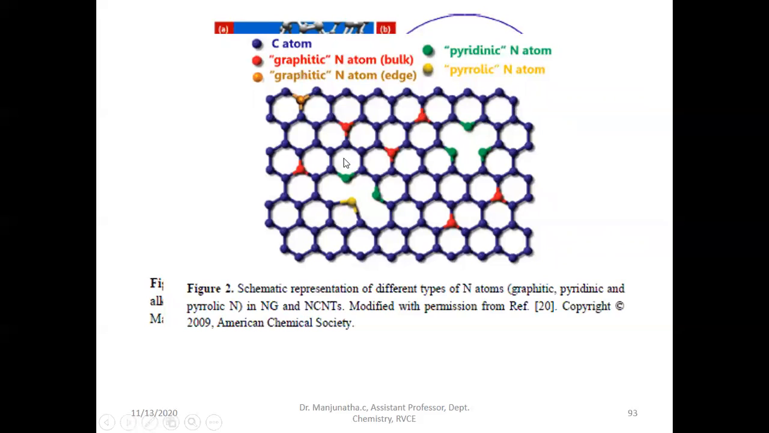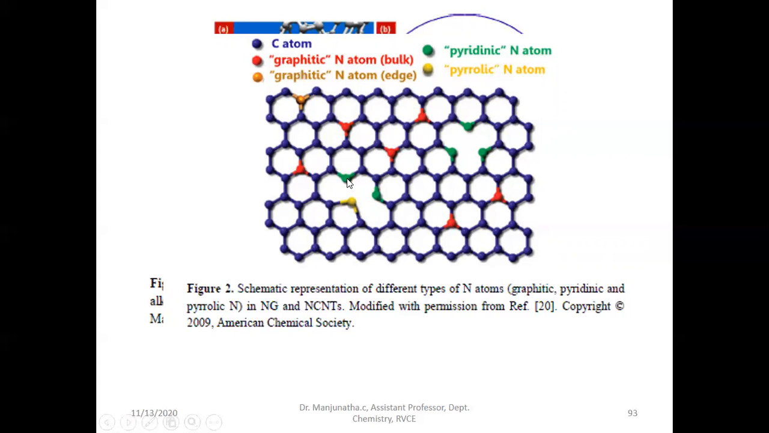The hexagonal rings are arranged, but there will be a lone pair of electrons on the nitrogen atom here. It is bonded by 3 bonds and retains 1 lone pair of electrons. If the edge carbon is substituted by a nitrogen atom, this will have a different chemical environment compared to the bulk graphitic nitrogen atom. So there will be 2 different active sites. Also, 2 types of rings are formed, a 6-membered ring and a 5-membered ring.